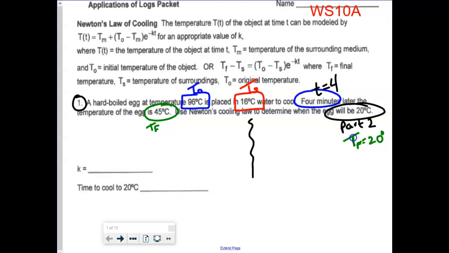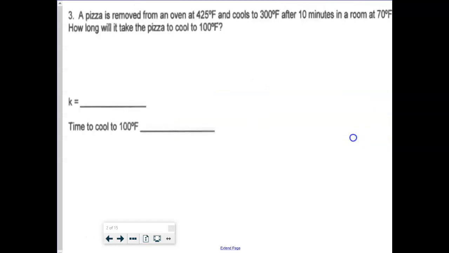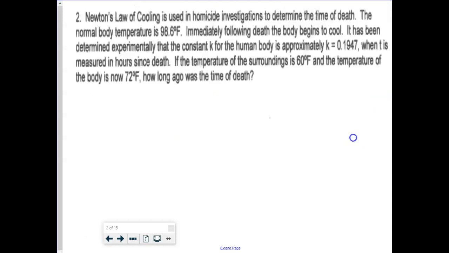I can't wait to find out when your hard-boiled egg is ready. This is like need-to-know information, guys, right? Now this question is about death. So that really speaks to all of you, I'm sure. So notice in this question, they just went ahead and told you the constant of cooling for a human body because they know that. This is not the first time someone has died, and they have research and calculations.